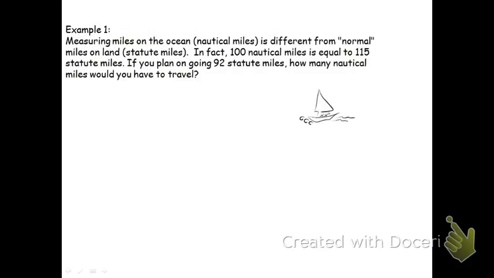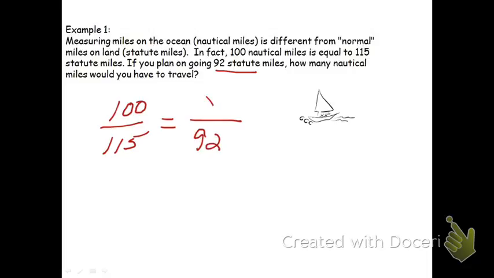Okay, so let's look at our ratio here. We have 100 nautical miles is equal to 115 statute miles. So we have the statute miles, which is 92, so we want to figure out how many nautical miles we would travel.